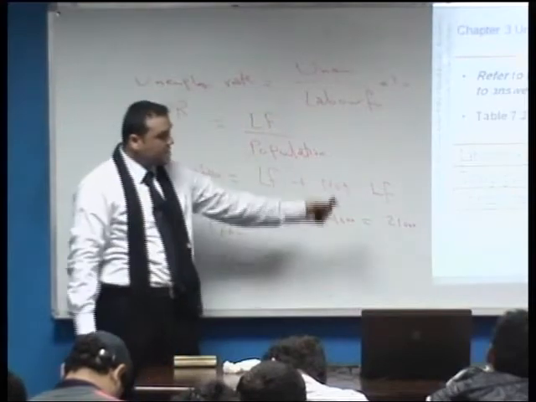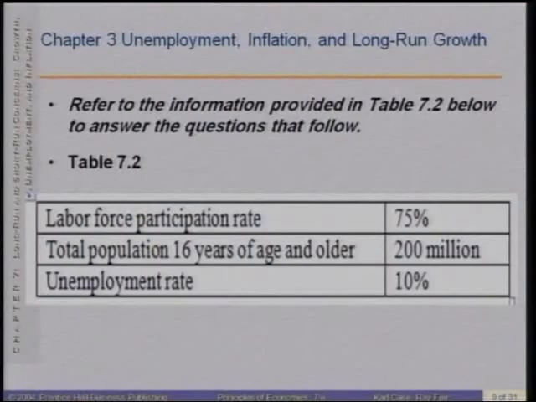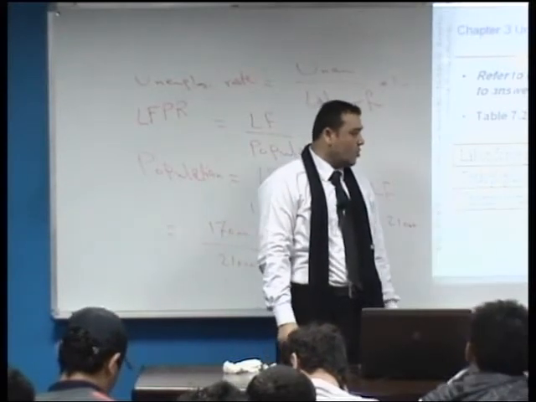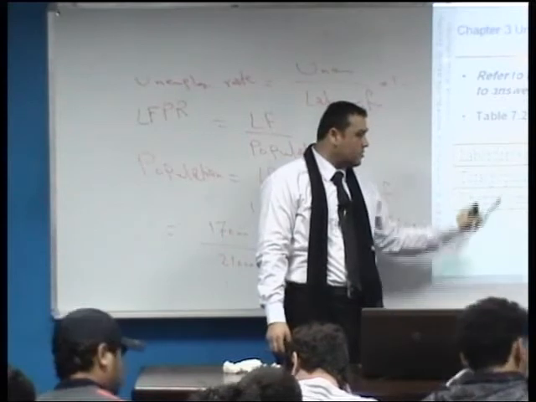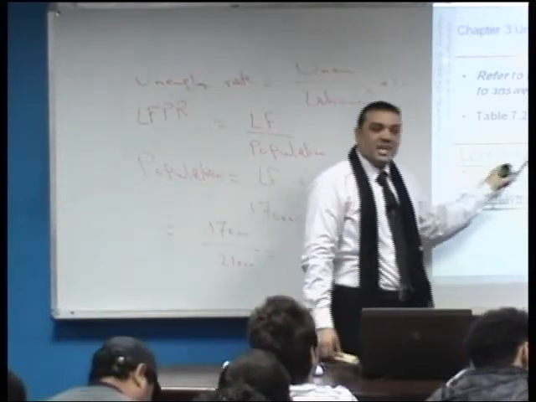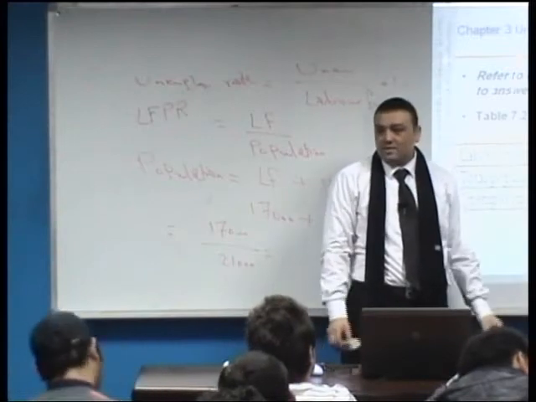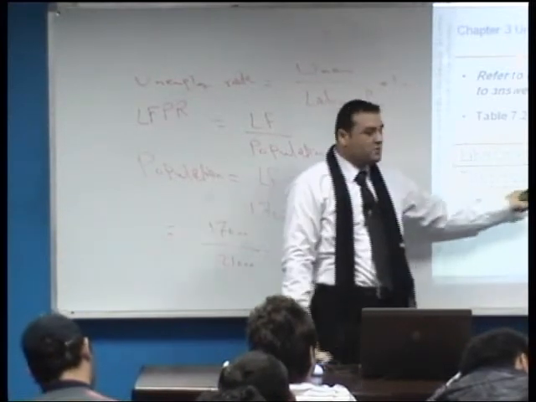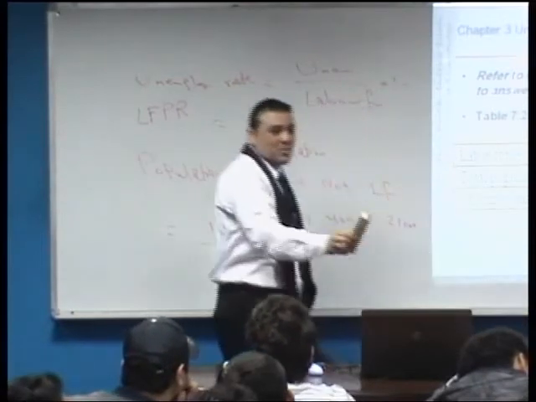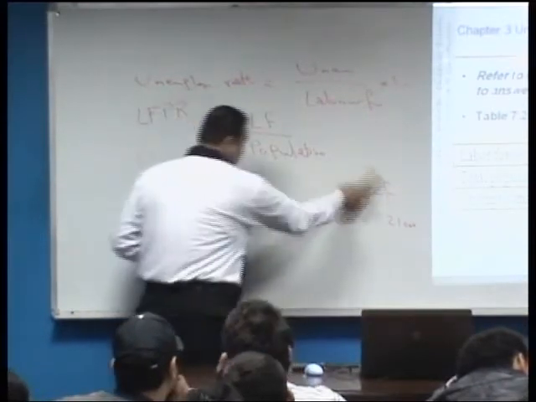Okay, let's go to this exercise. As you see, the labor force participation rate is given, 75%. The total population 16 years old of age and older, which includes, or who includes what? The labor force and not in the labor force, right? And we have the unemployment rate 10%. طب شو بده? This is the question. Let's go to the requirements.